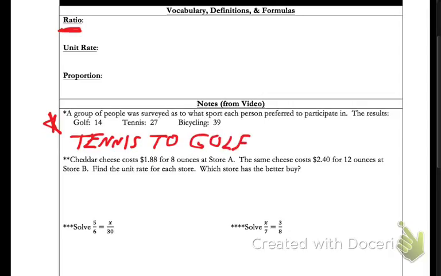So what we would do is find the people that chose tennis, which is 27, and the people that chose golf, which is 14, and we can write that in one of the three ways. We can write it as a fraction, 27 over 14, with a colon, or with the word "to." All three of those are appropriate ways to write a ratio. And the order does matter. If we did 14 over 27, that'd be golf to tennis instead.